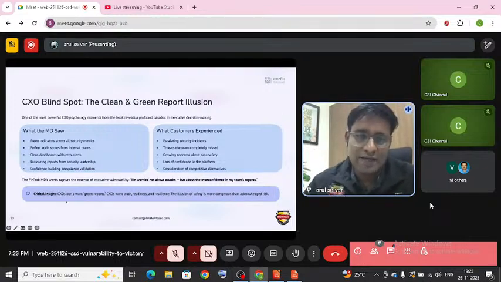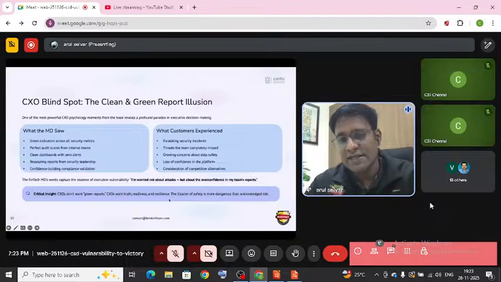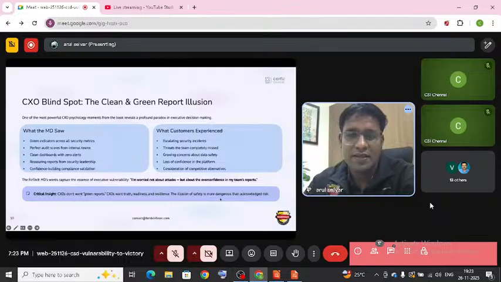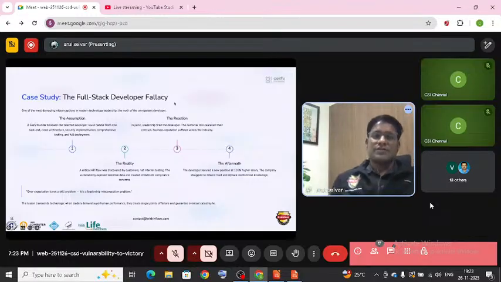So the employee mindset and the manager's mindset should be changed. They should showcase what the real security of the organization is to the MD. And finally, the critical insights: CXO doesn't want green reports. CXO wants truth, readiness and resilience, and the illusion of safety is always a danger.